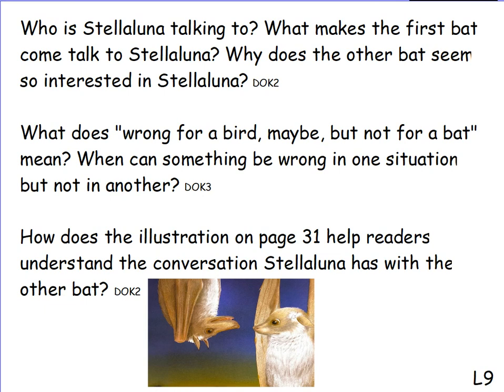The final question of the day says, how does the illustration on page 31 help the readers understand the conversation Stellaluna has with the other bat? So look at the picture below and think about, how does that picture help you understand when Stellaluna was talking to the bat? Remember, the bat told her that she was wrong for a bird, but not for a bat. How does that picture help you understand?